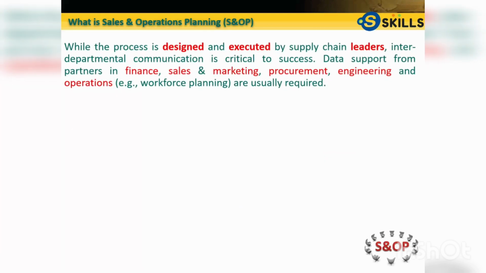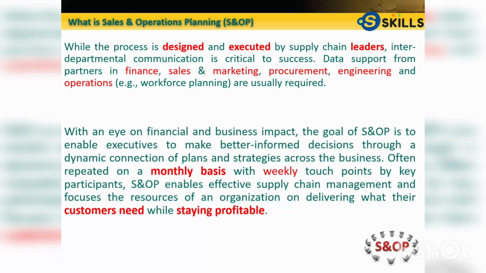While the process is designed and executed by supply chain leaders, interdepartmental communication is critical to success. Data support from partners in finance, sales and marketing, procurement, engineering and operations, as well as workforce planning, is usually required. With an eye on financial and business impact, the goal of S&OP is to enable executives to make better informed decisions through a dynamic connection of plans and strategies across the business, often repeated on a monthly basis with weekly touch points by key participants.